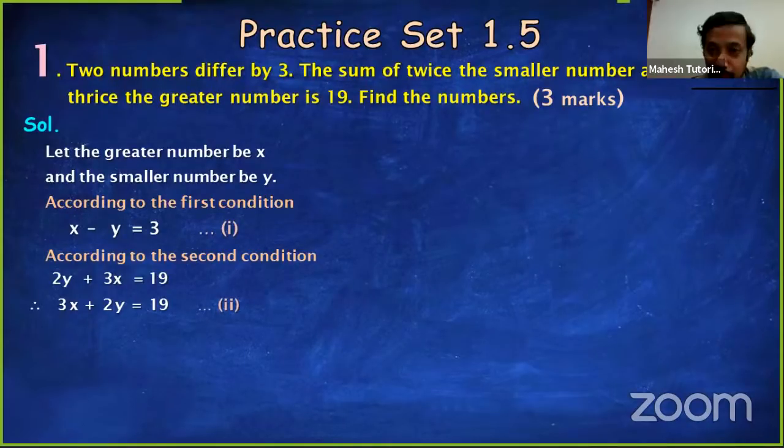Also make sure that in the question, taking the textbook, just mark it. Differ stands for subtraction, sum stands for addition, twice stands for 2 into, thrice stands for 3 into, and is stands for equal to.